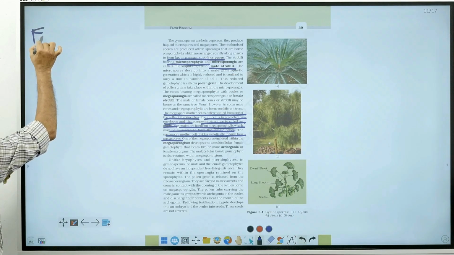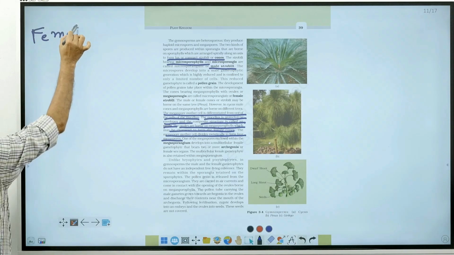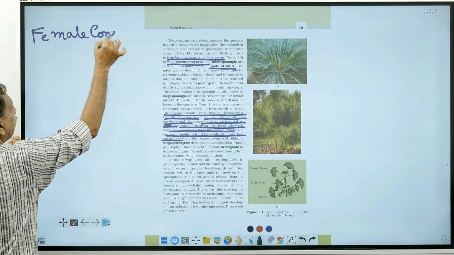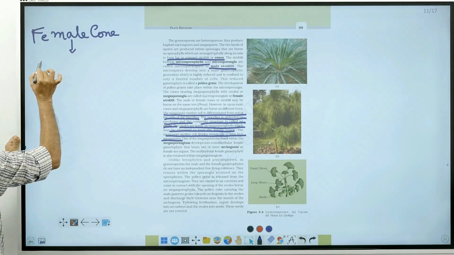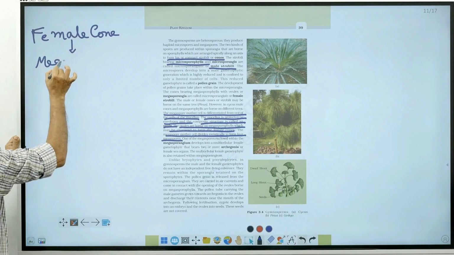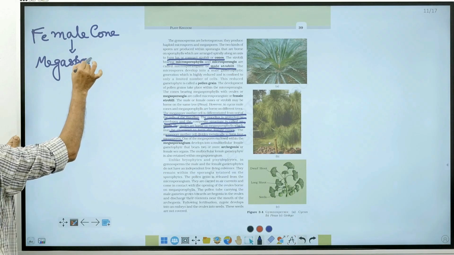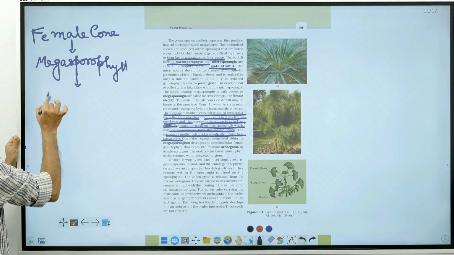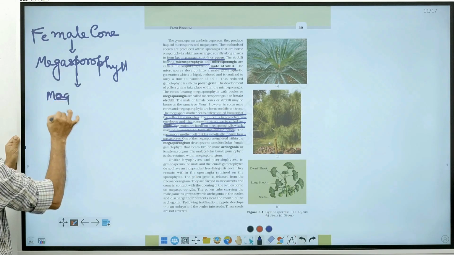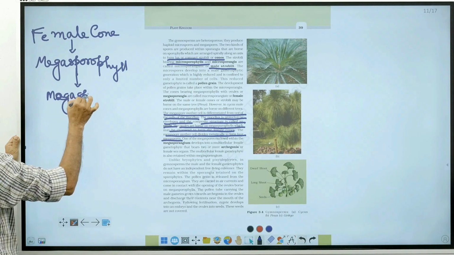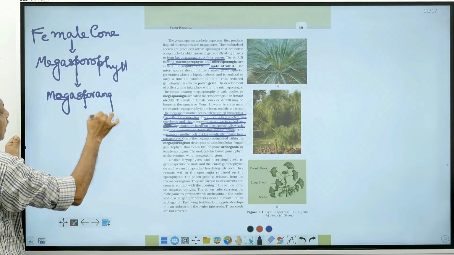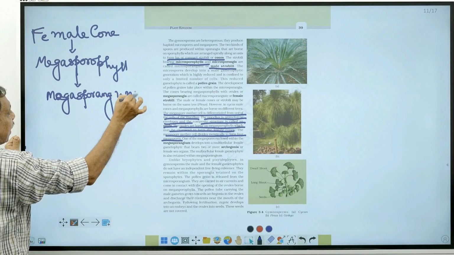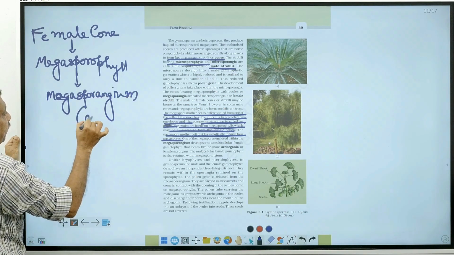Female cone. It is made up of megasporophylls. Megasporophyll contains megasporangium. Megasporangia, that is nothing but sporangium, ovule. Okay.